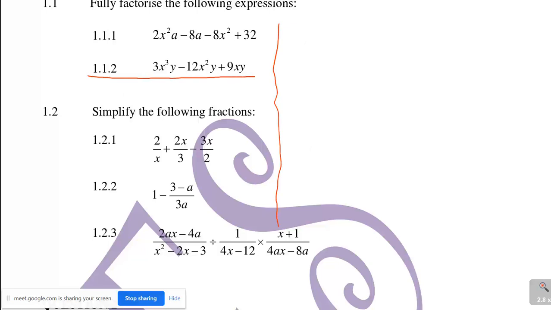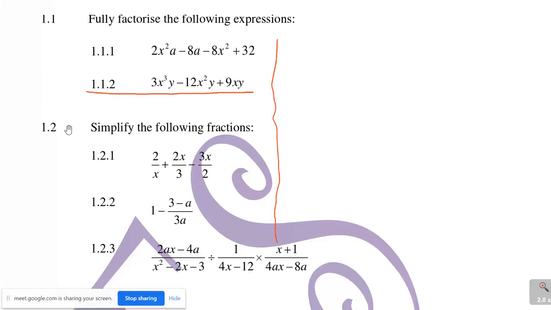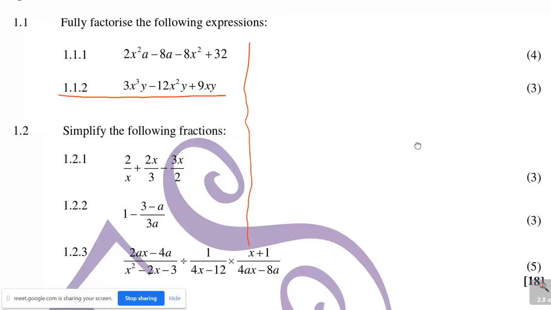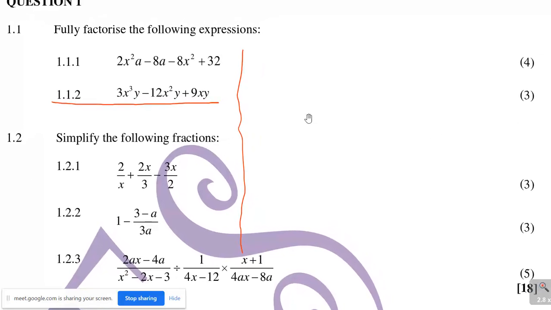Now, the question there says fully factorize, you know? And how many marks is that? It's 3 marks. Are you able to see the marks? I can see them. Yeah, it says fully factorize. Now, if they say fully factorize, if you leave it hanging, definitely they'll penalize your mark.